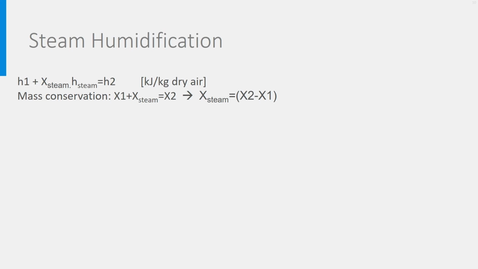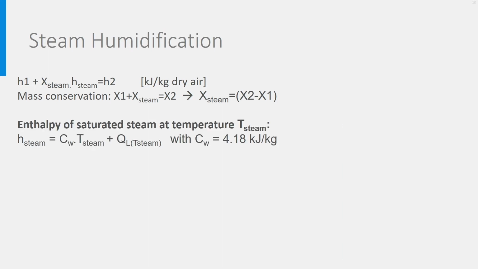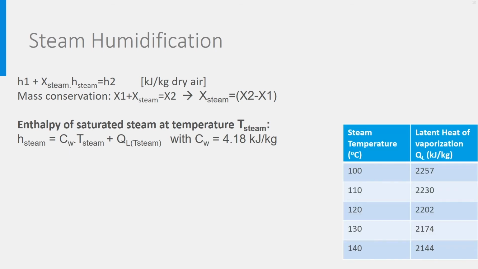The enthalpy of saturated steam at a certain boiling temperature T steam is the energy content of water at this temperature, which is the specific heat of water times the boiling temperature plus the latent heat of evaporation at this temperature. The specific heat of water is 4.18 kJ per kilogram, and as for the latent heat of vaporization of water, QL, you can find it easily in tables like this one.